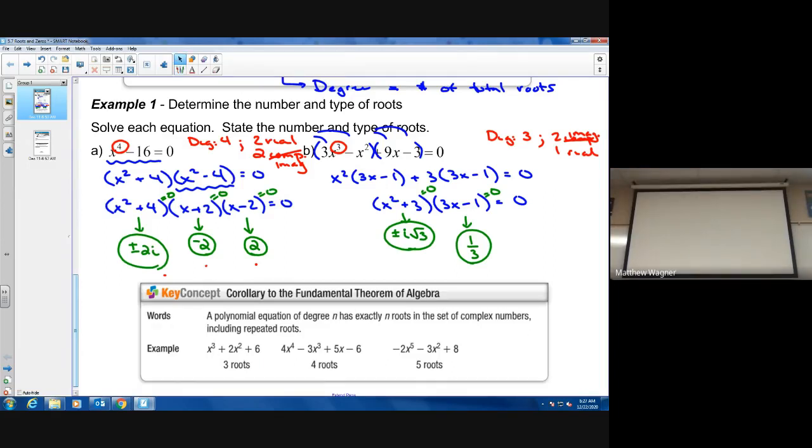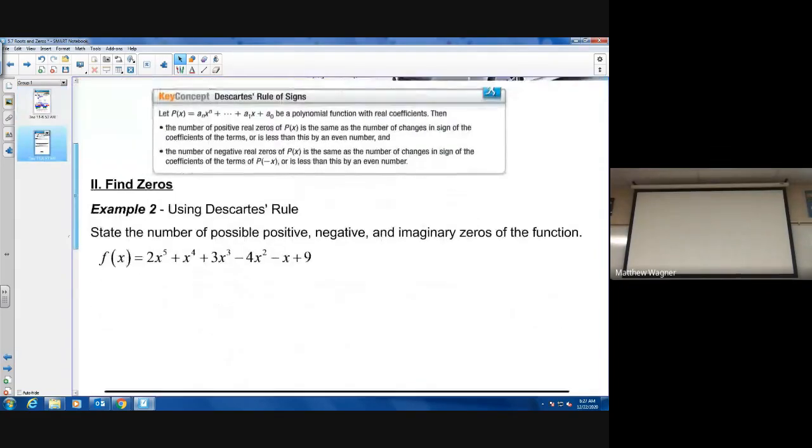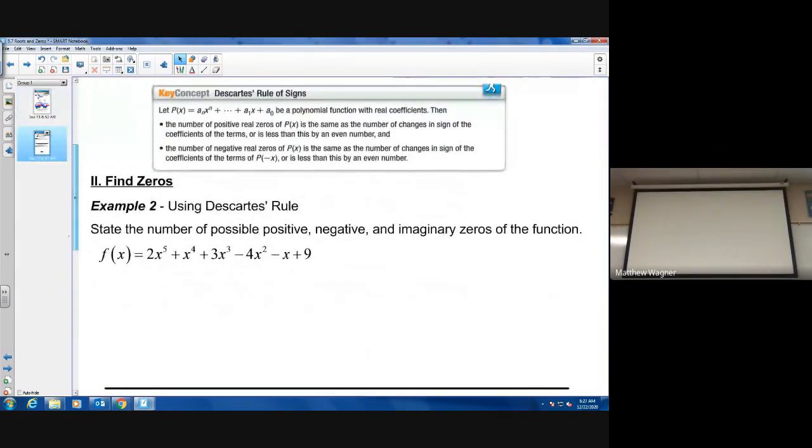Keep in mind today as you're going through things, complex answers always come in pairs. So if I tell you 3i is a solution, you know that negative 3i is a solution as well. The corollary on the bottom we addressed earlier. So let's continue on. On some problems today, you're not actually going to have to solve the entire thing. We're going to use what's called Descartes' rule. Descartes, Frenchman.